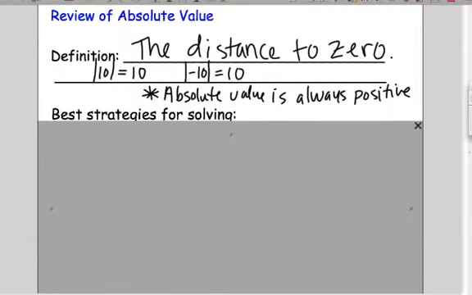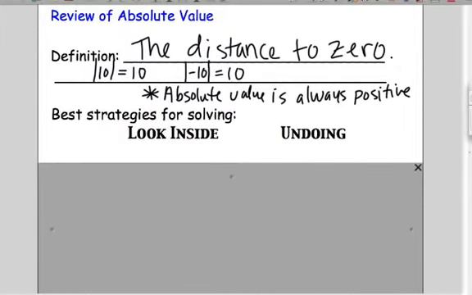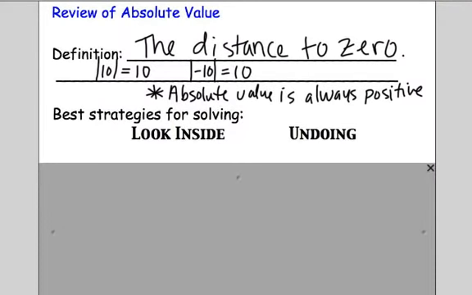So let's take a look at the best strategies for solving. The 2 best strategies for solving absolute value equations are looking inside and undoing. So you've seen some undoing already today. We'll do undoing with harder problems, but look inside is going to be a strategy that might be really easy to use on occasion. So look inside.